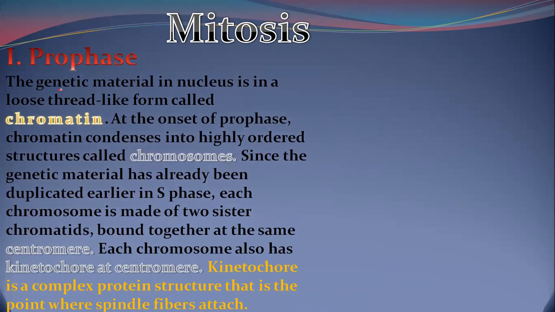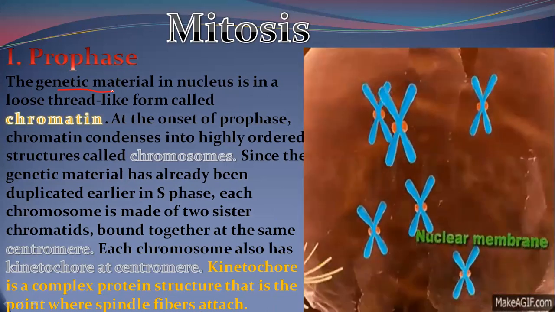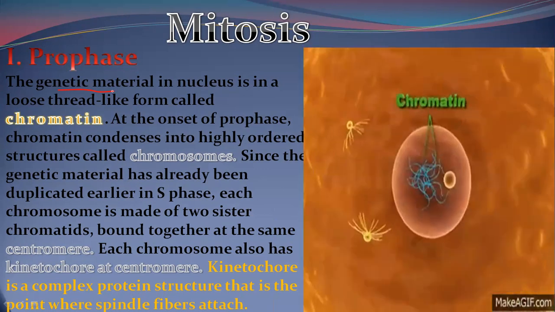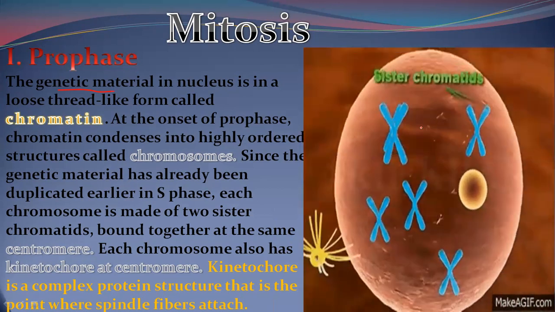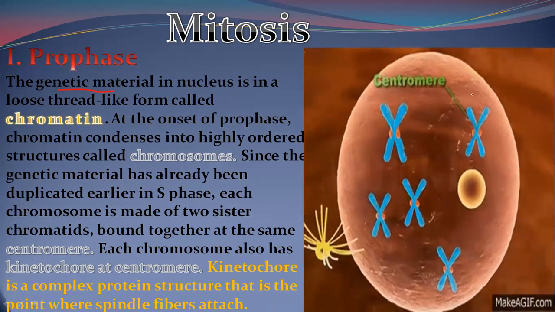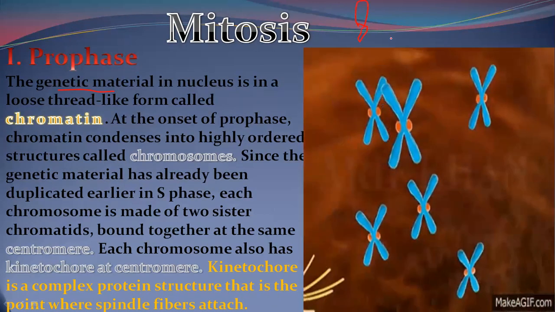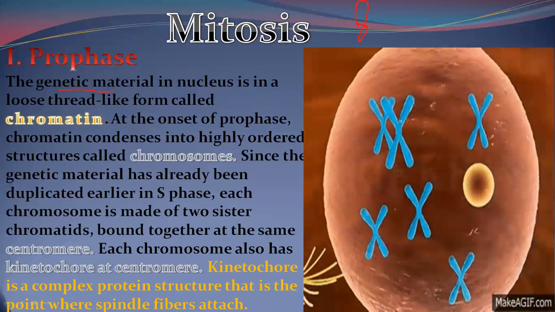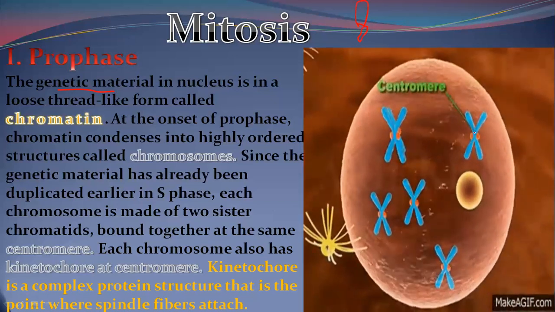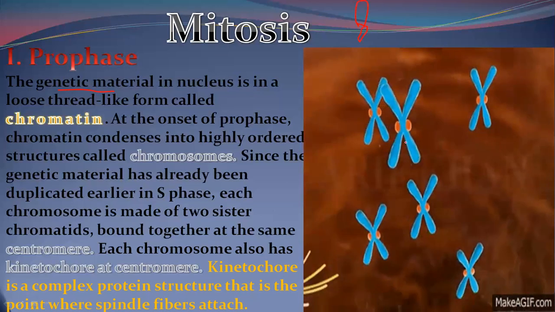So first of all, what happens is that the genetic material in the nucleus, we know that it is thin and thread-like. You can see here that it is called chromatin. But after duplication, this becomes the chromosomes. This whole thing here is one chromosome. So 2 chromatids stick together to form a chromosome, 2 sister chromatids. This is one chromatid and this is the other chromatid. Both of them are joined from the center. This is called the centromere.